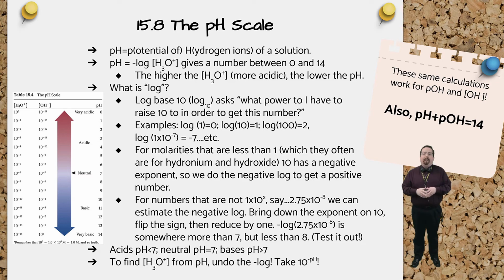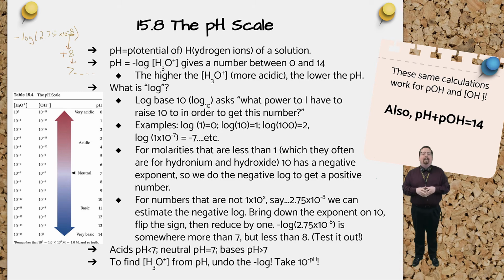You can always use a calculator on this for class, but if you ever find yourself without a calculator and you want to quickly estimate the negative log of a concentration that isn't just 1 times 10 to the something, it's easy peasy lemon squeezy. All you do is take the exponent on 10, flip its sign, and say that the pH is equal to 1 less than that plus some decimal. For instance, the negative log of 2.75 times 10 to the negative 8 would be somewhere between 7 and 8. I take the 8 from the exponent on the 10, reduce it by 1, making it 7, and then I know it's like 7 point something. Feel free to grab a calculator and test me out on that.